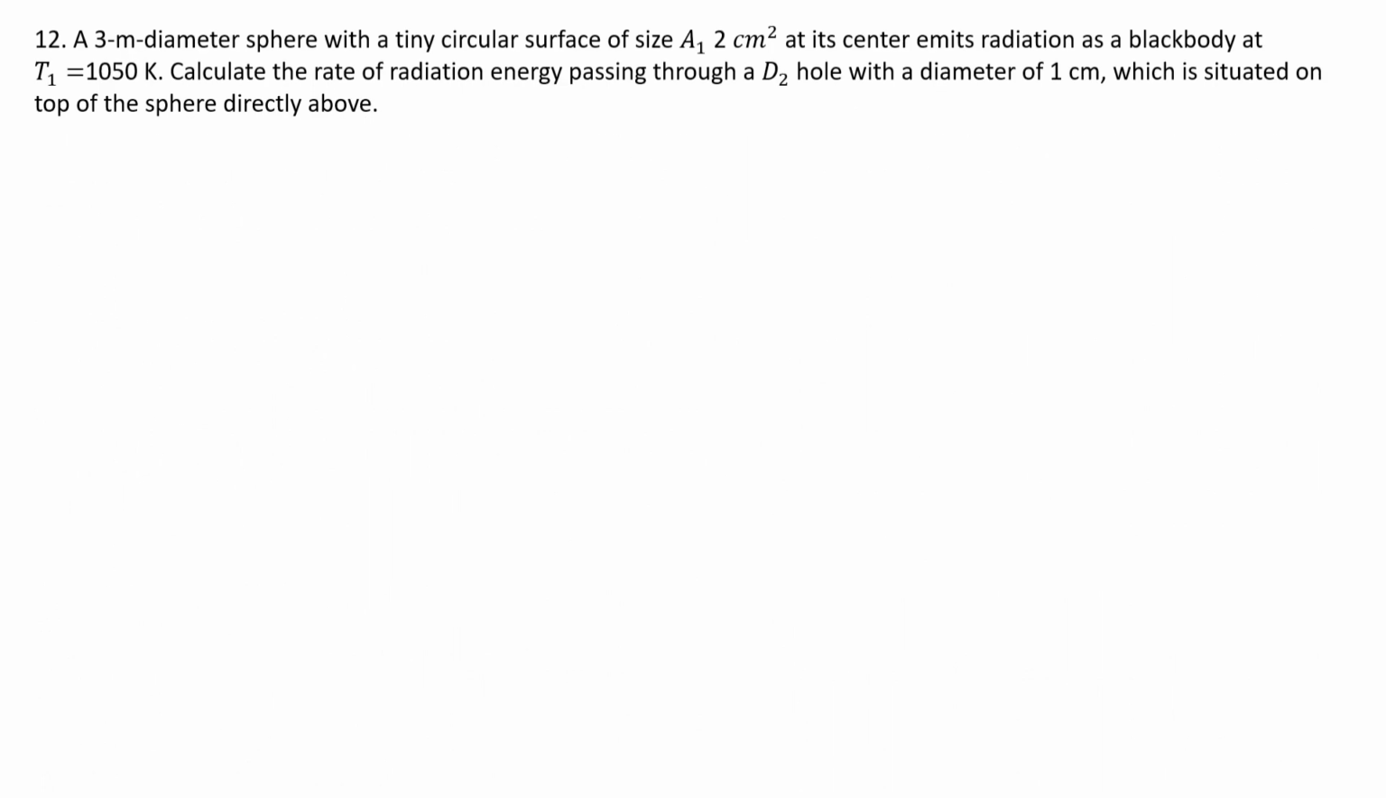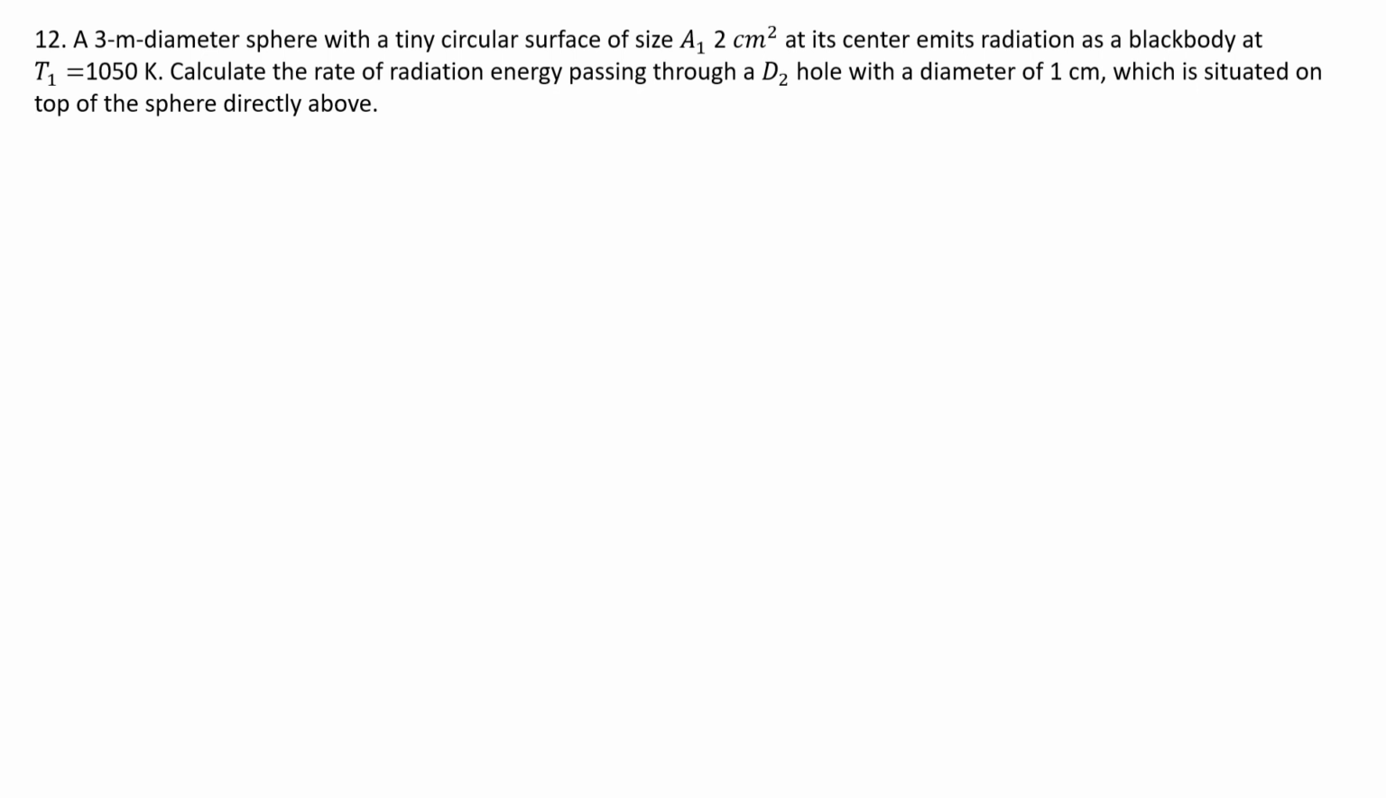Let's solve a problem. A 3-meter diameter sphere with a tiny circular surface of size A1 equal to 2 centimeters squared at its center emits radiation as a black body. T1 is equal to 1050 Kelvin. Calculate the rate of radiation energy passing through a D2 hole with a diameter of 1 centimeter, which is situated on the top of the sphere directly above.